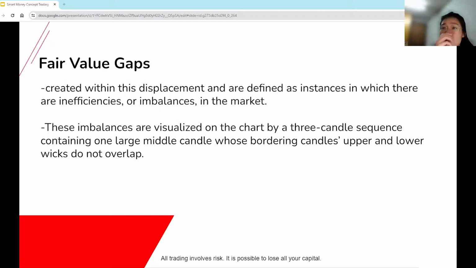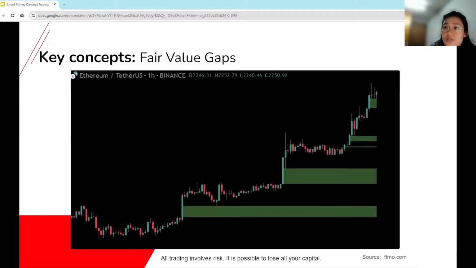So here our example is that it's created within this displacement and they are defined as instances in which there are inefficiencies or imbalances in the market. These imbalances are visualized on a chart by a three-candle sequence containing one large middle candle whose bordering candles' upper and lower wicks do not overlap. Now, I'll show you what we mean here.